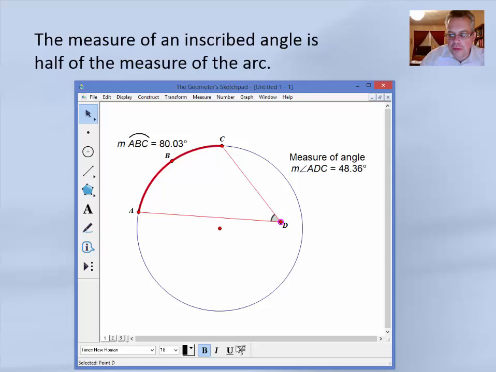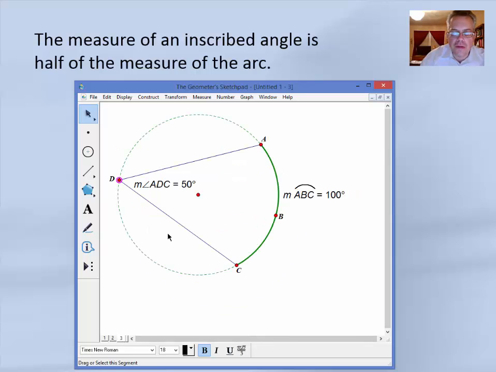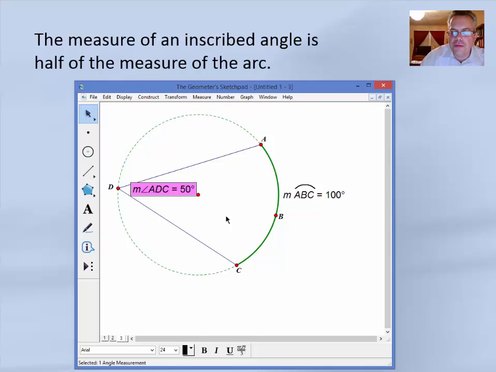I'm going to pull up my little sketch again. I got a different sketch here. In this sketch, I was able to put the point exactly on the circle. So this time, arc ABC has measure 100, and we see that the measurement of the angle is 50, half of the arc. And it remains the same.